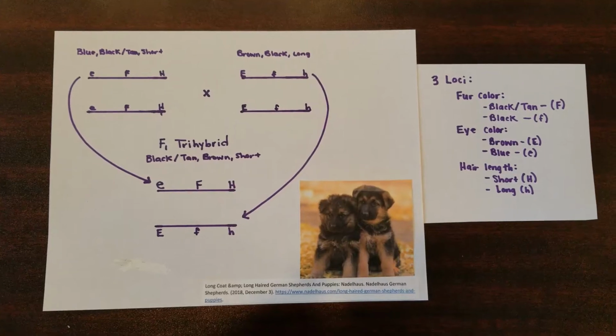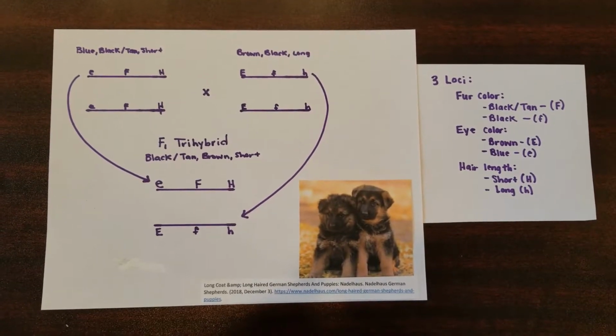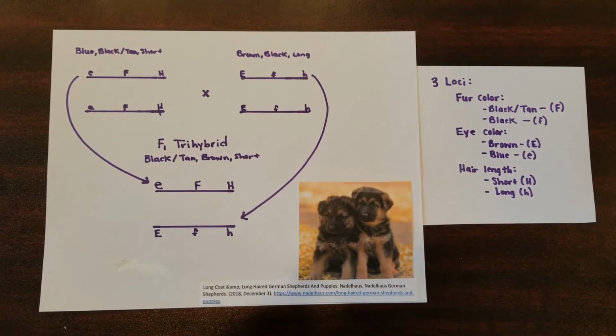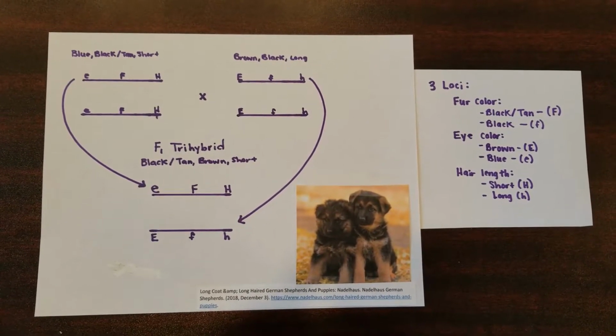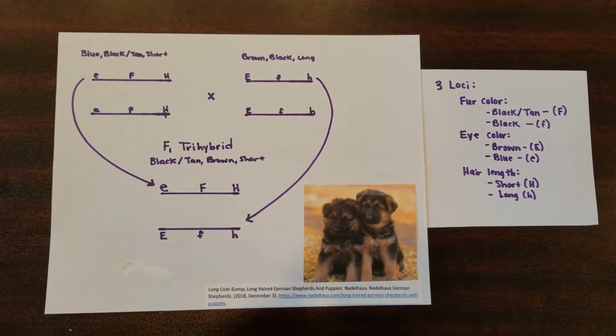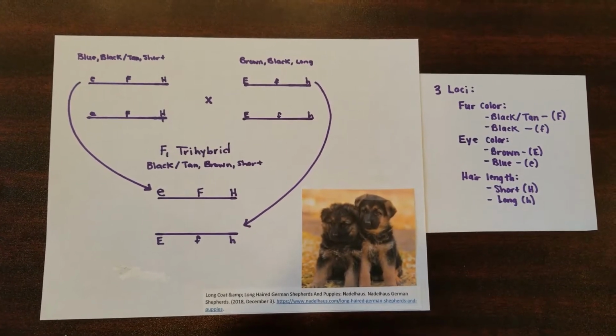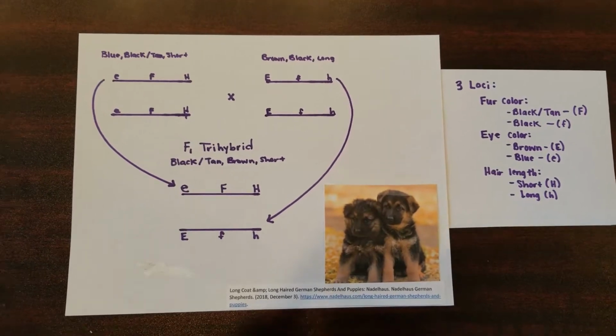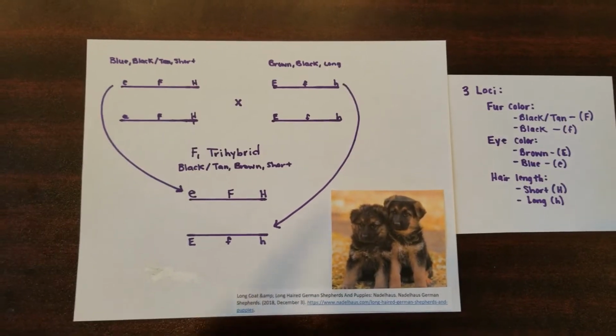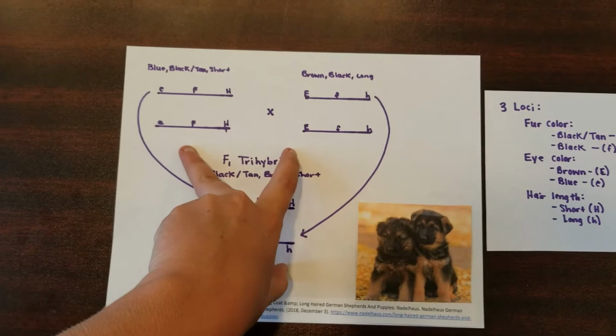I chose to do German Shepherds as my eukaryotic organism. The three loci that I chose to do are fur color, with black and tan being dominant over just black, eye color with brown eyes being dominant over blue eyes, and hair length of short hair being dominant over long hair. As you can see, these are the two original parents.